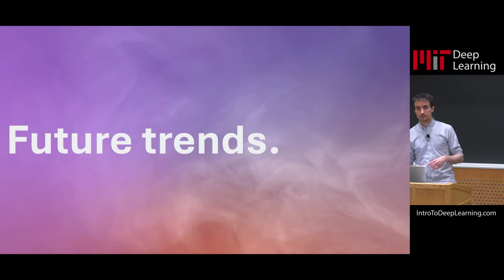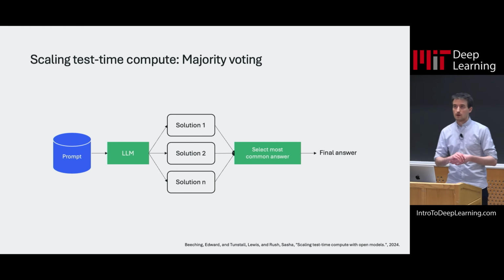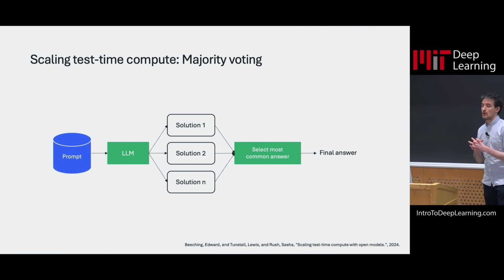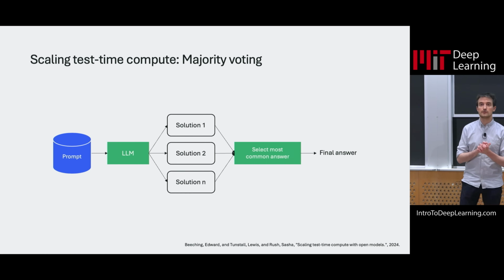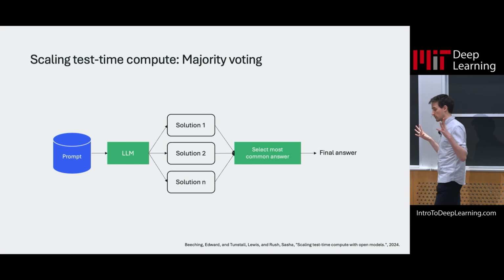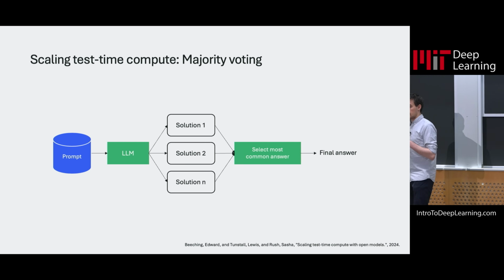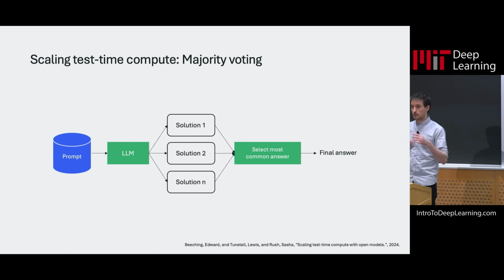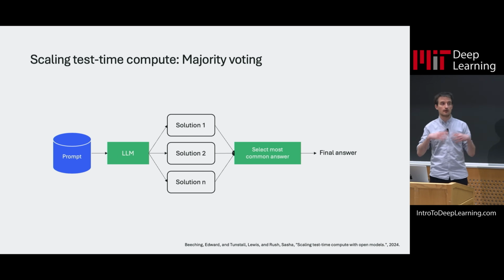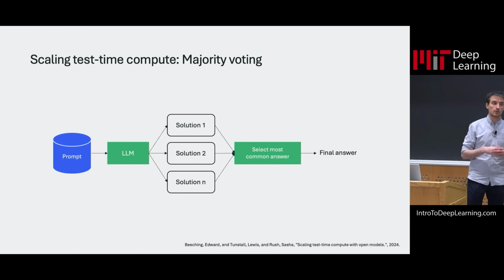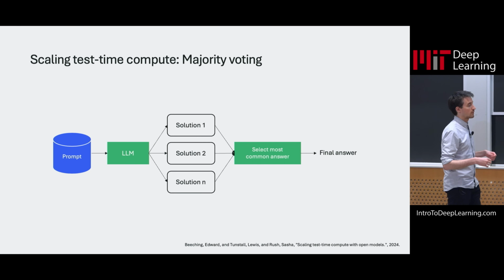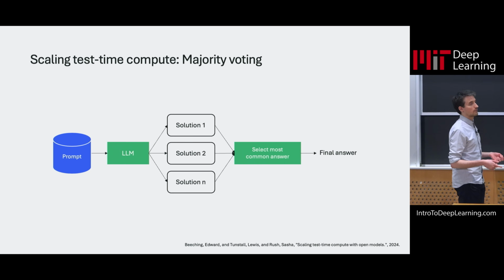Okay, future trends. The biggest trend right now, and I think in early 2025, is called test time compute scaling. And it's a very simple idea. During training, we can train on a ton of data and throw a lot of compute at the problem to get better at it. It works very well. But what if we try to throw compute at the problem during inference?